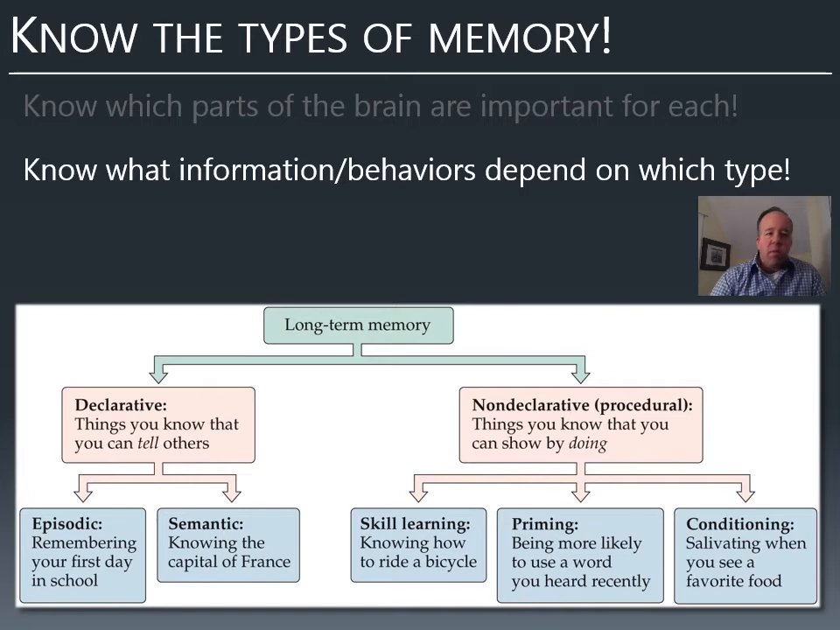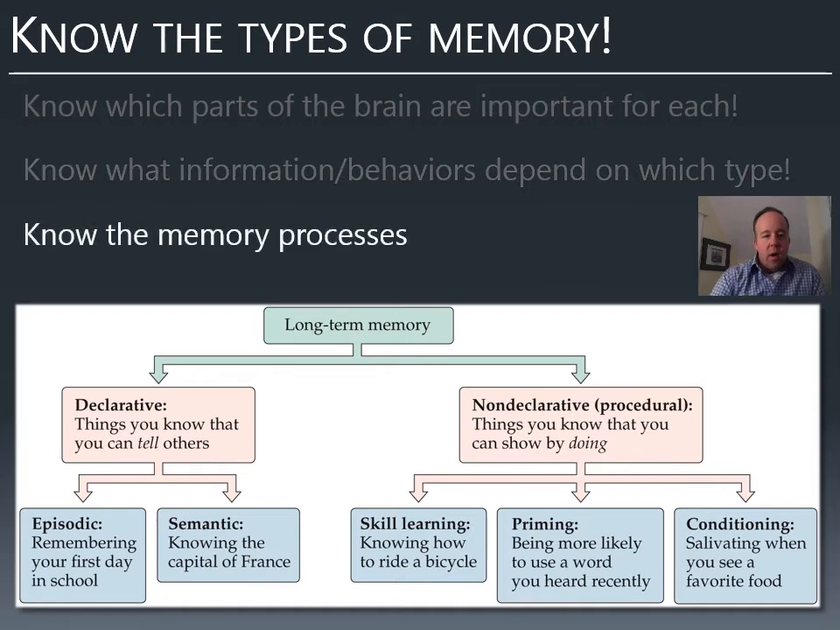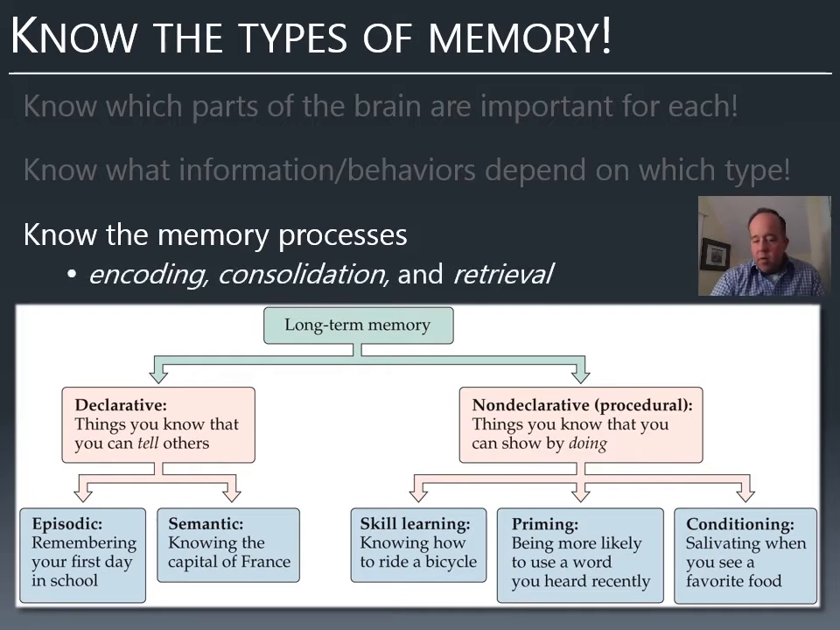So know the kinds of information or behaviors. Know what skill learning is. Know what semantic memory is. What sort of information is acquired. And know the processes of memory. And what I mean by that is the difference between encoding, consolidation, and retrieval. Know how each of these processes relates to the movement of information from sensory memory, short-term memory, long-term memory. So know what that process means.